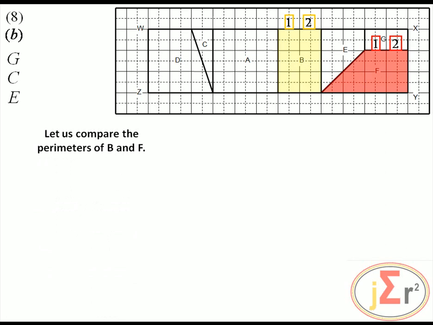So we have 1, 2, 3, 4, 5, 6, 7, 8 units. So we have 8 units. And what is left? 2 extra units here, and the diagonal of this right here is left. And we know already from the previous slide what this will turn out to be.